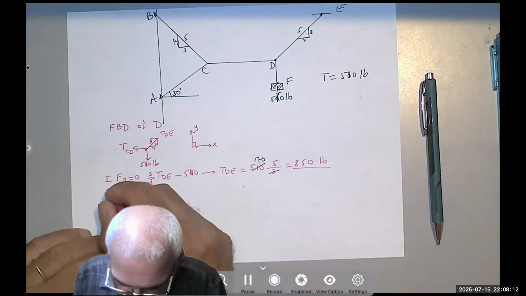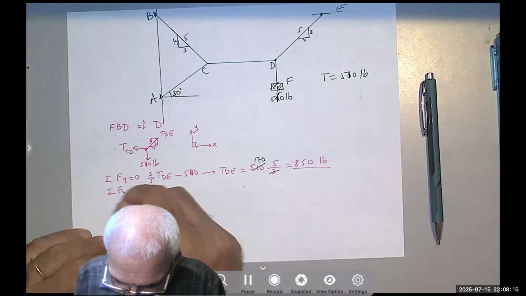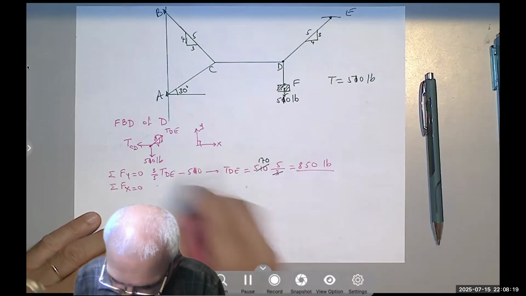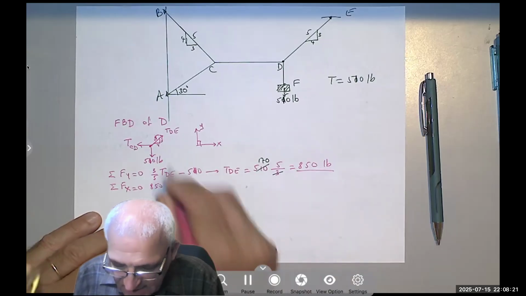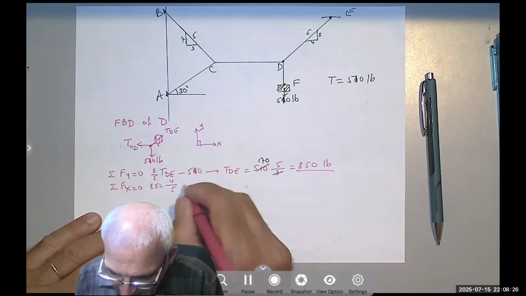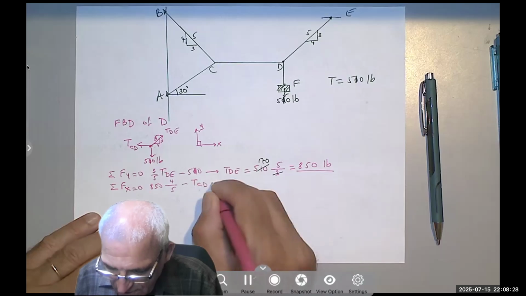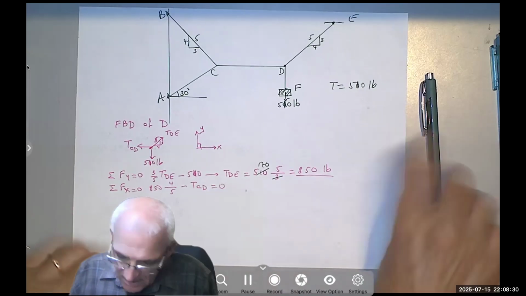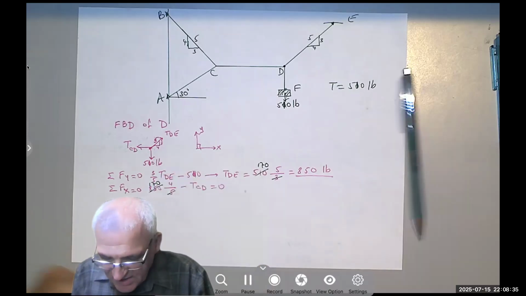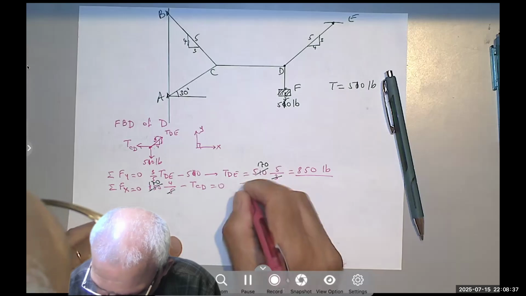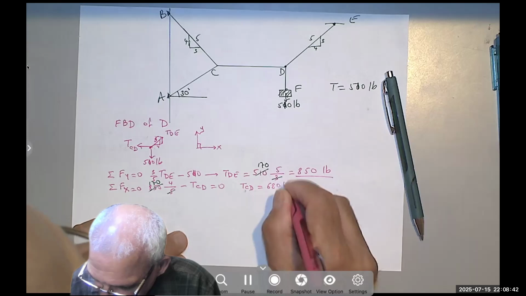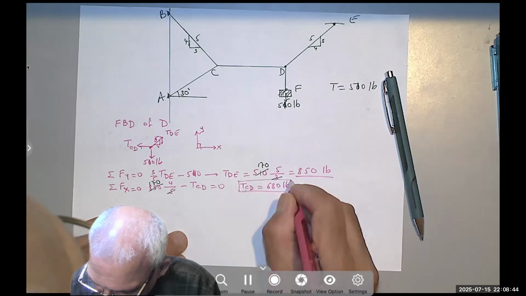Then you do the summation of the forces in the X equals 0. 850, which is TDE, times 4/5 minus TCD equals 0. We said 850 divided by 5 is 170, and 170 times 4 is 680. So you get TCD equals 680 pounds. So we don't need to use a calculator, just to save time.